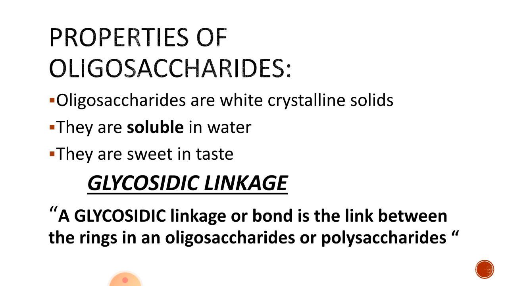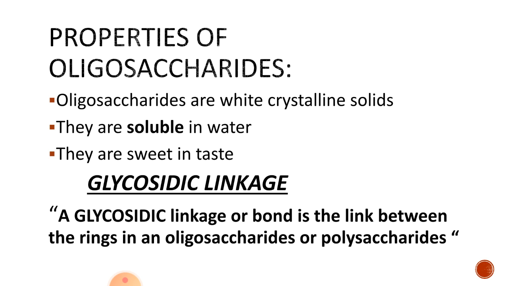Properties of oligosaccharides are that these are white crystalline solids. Recall your memory, monosaccharides were also crystalline solids. They were colorless crystalline solids, but oligosaccharides are white crystalline solids. They are soluble in water. Monosaccharides were also soluble in water. They are sweet in taste. They were also sweet in taste. Do remember these types of properties in comparison form, so you can learn them easily.